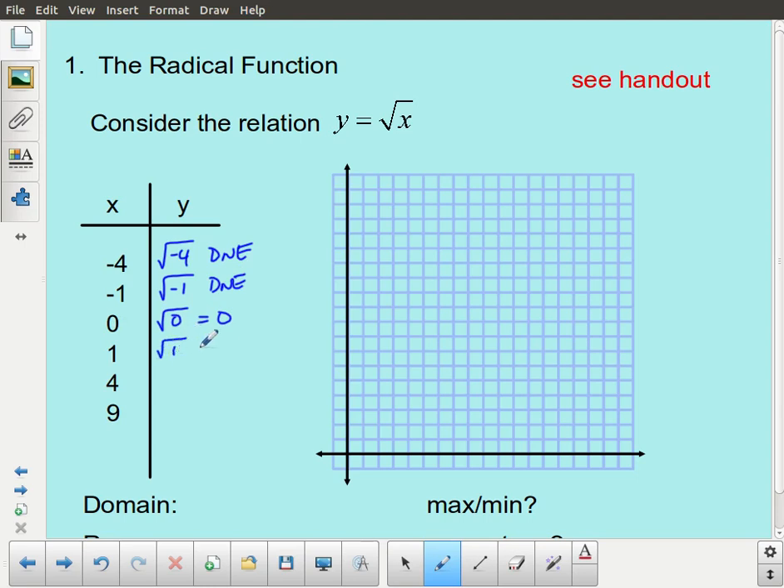The square root of 1 is equal to 1. The square root of 4 is equal to 2. And the square root of 9 is equal to 3.